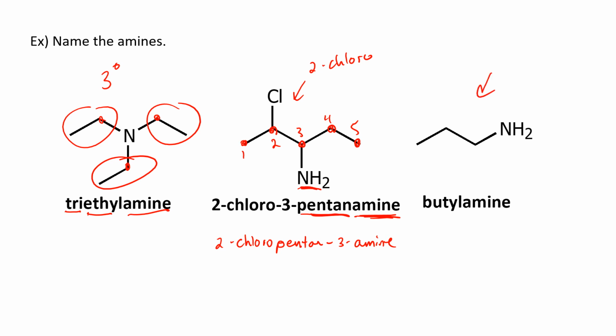And if we take a look at our next example, this is where we name the primary amines by changing the alkyl group to a yl and then writing the word amine. So that's a butylamine.